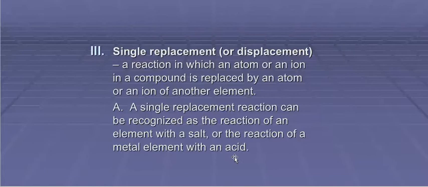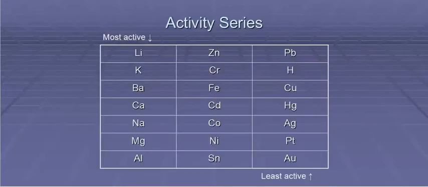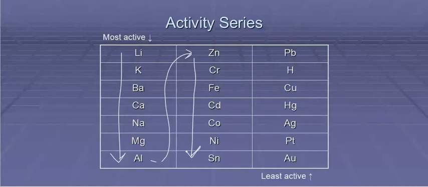Third type, single replacement, is a reaction in which an atom or an ion is replaced by an atom or an ion of another element. We can recognize this type of reaction as an element with a salt or the reaction of a metal element with an acid. With the single replacement reactions, you have to go back to the activity series. In this activity series, the way it's written, Li is the most active, and it goes down that column. Aluminum is more active than zinc, and then it goes down this way. Tin is more active than lead, and it goes down this way.